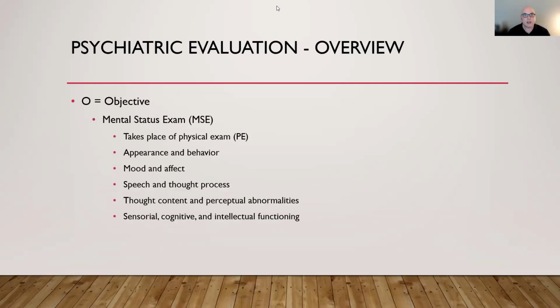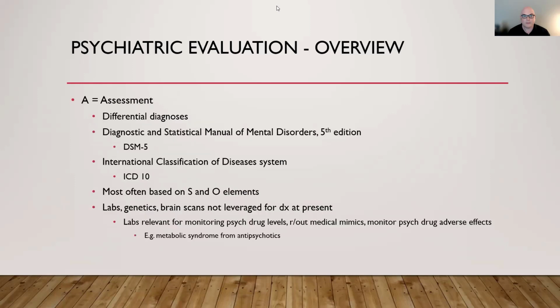The objective, now the objective exam in a non-psychiatric setting is going to be some sort of physical examination. It'll depend on the setting, and it will depend on the chief complaint. It'll be focused or general. It could be a complete physical. In mental health, this is again all objective. This is observation. This is what you're saying to the patient and what they're telling you back. So the mental status exam consists of the appearance and behavior, mood and affect, speech and thought process, thought content and perceptual abnormalities, and the sensorial, cognitive, and intellectual functioning.